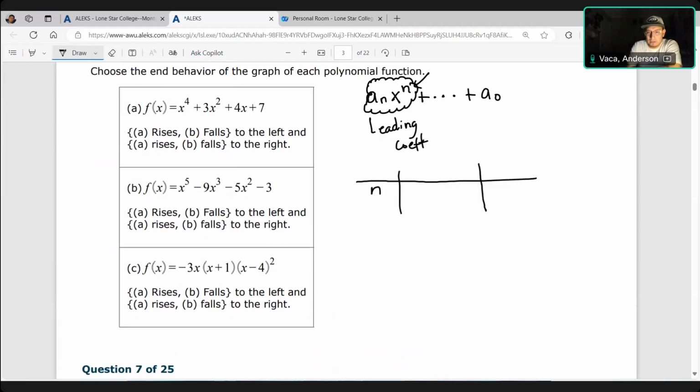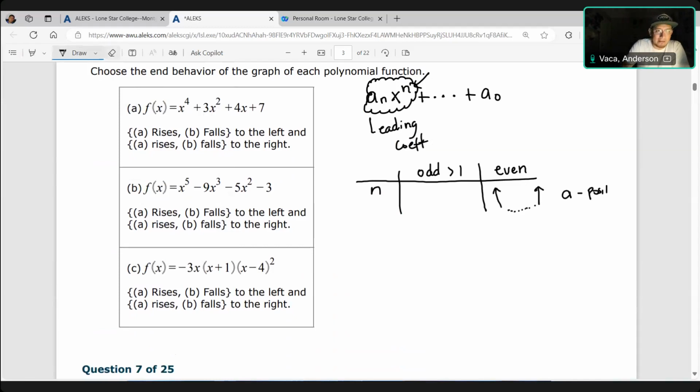Let's see if I can make a nice little chart here. What happens if the exponent is odd greater than 1? What happens if it's even? Let me start with even. If it is even, then the end behavior will look like so, as long as A is positive.